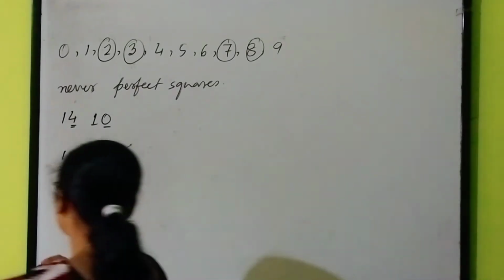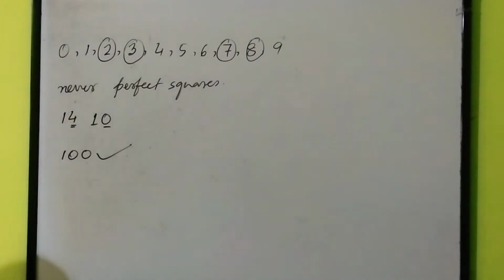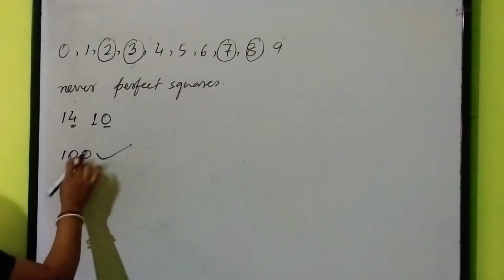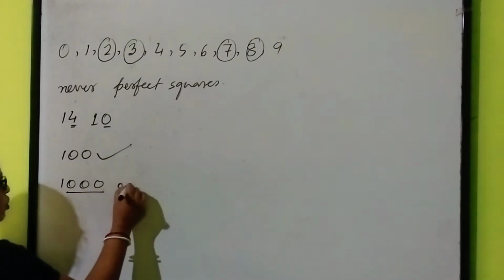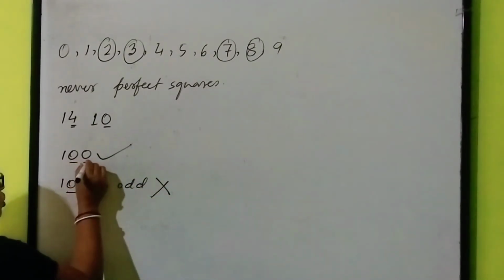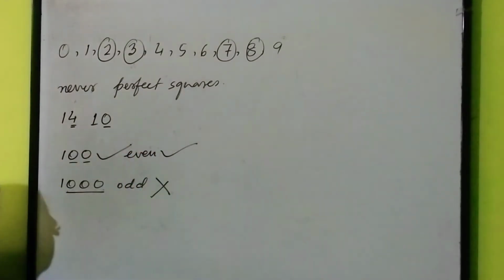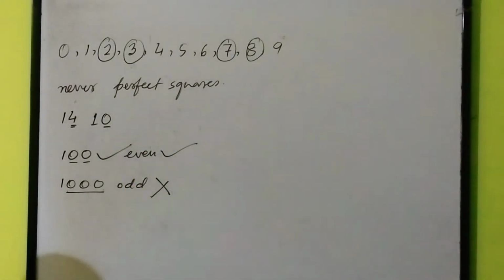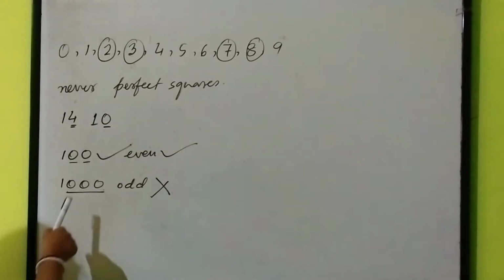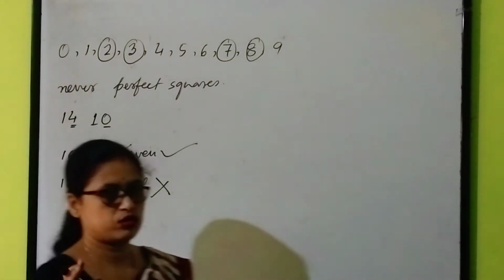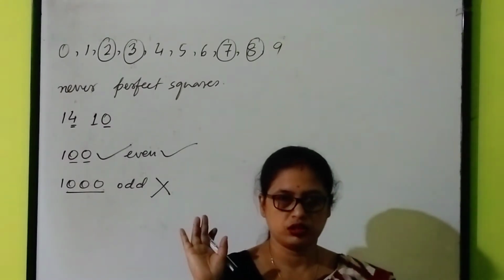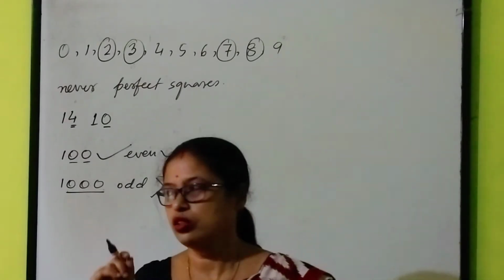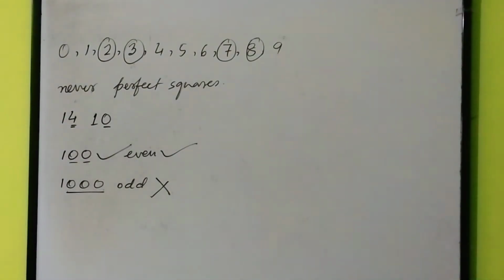Understood? Okay, here one thing: a perfect square always ends with an even number of zeros. Suppose this one, 1000, an odd number of zeros. So it is not a perfect square. 100, see, an even number of zeros, it is a perfect square. So remember it, a perfect square never ends with what? Your odd number of zeros. A perfect square always ends with an even number of zeros. By seeing the zeros also, you can judge whether it can be a perfect square or not. Understood? This is another point. Clear to me? Okay.